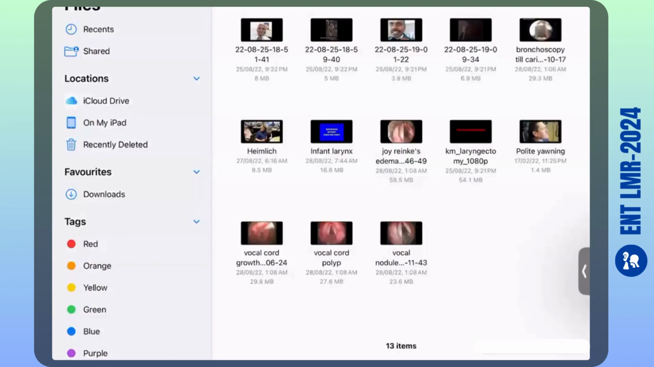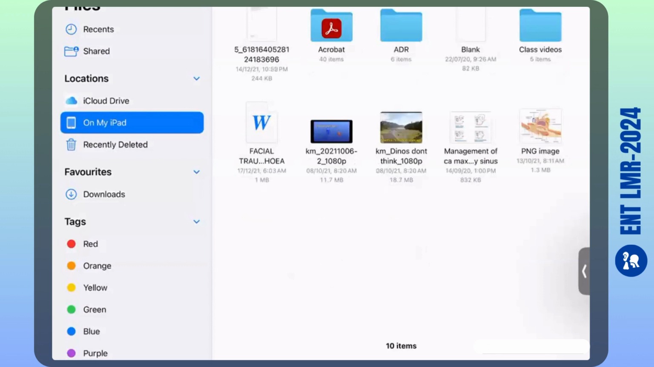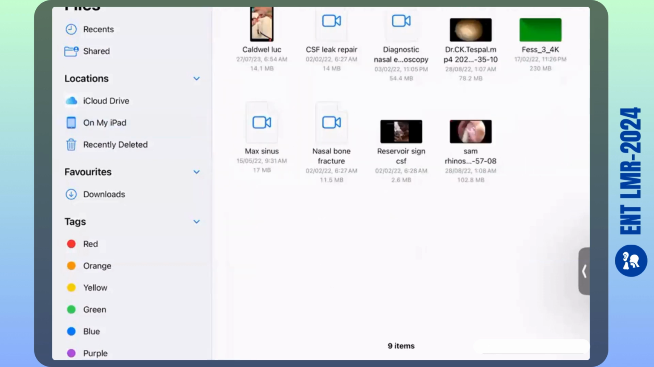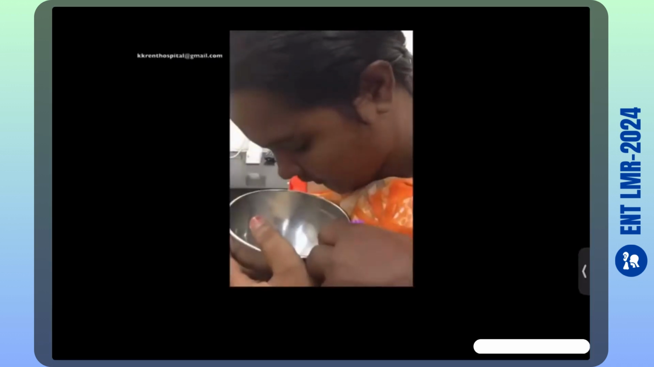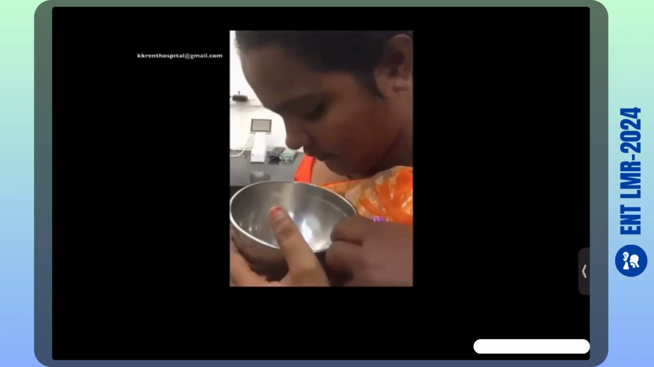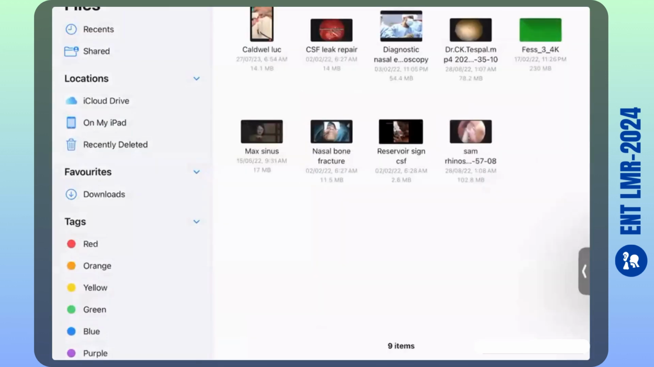It's very monotonous. I am not showing you any video. That's why. See here. This is reservoir sign positive. Only bending forward, there will be leakage of CSF. Okay, this is reservoir sign positive.